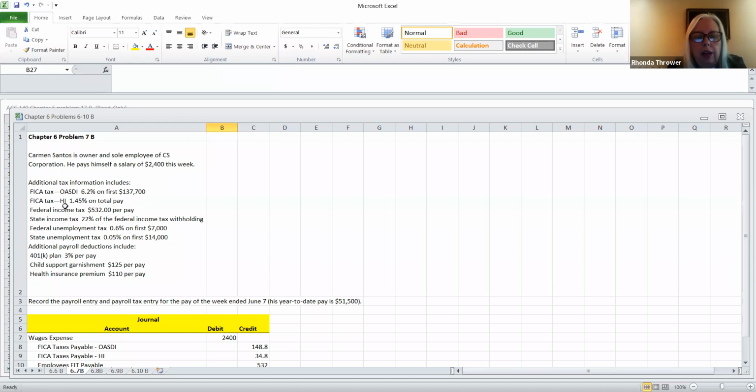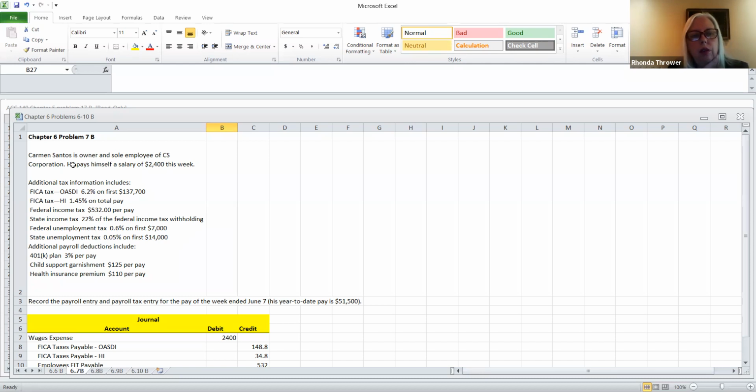The FICA tax HI is on his total pay, so it doesn't matter how much he makes, he still has to pay FICA taxes of 1.45%. The federal income tax that is taken out of his pay each payday is $532. The state income tax is 22% of the federal income tax withholding. So you're going to have to calculate that by taking 22% and multiplying it by $532, and that will give you the state income tax.